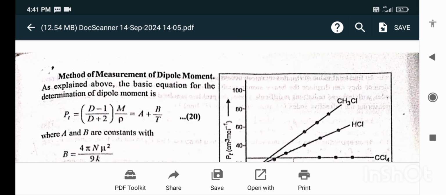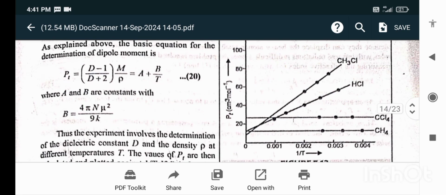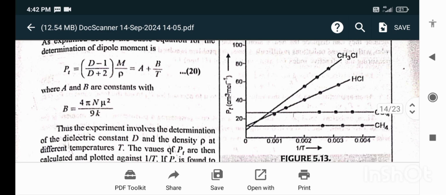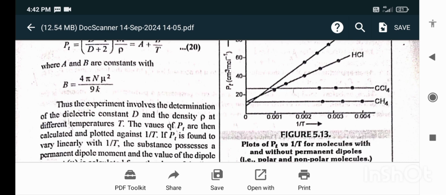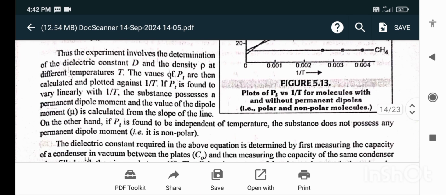Methods of measurement of dipole moment. As explained above, the basic equation for the determination of the dipole moment is Pt is equal to (D minus 1) into (D plus 2) into M upon rho, is equal to A plus B upon T. A and B are constants, with B equal to 4 pi n mu square upon 9k. Thus, the experiment involves the determination of the dielectric constant D and the density rho at different temperatures T. The values of Pt are then calculated and plotted against 1 by T.